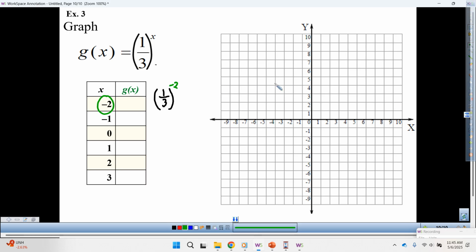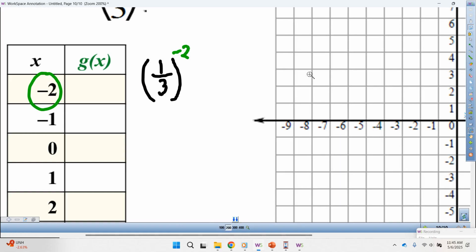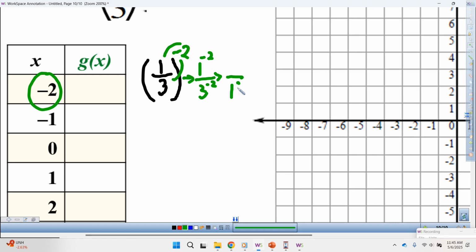So, do we know how to use this? Yes, let me zoom in for those of you that don't see it. What do we do with that? Distribute. We end up with 1 to the negative 2 over 3 to the negative 2. Can we have negative exponents? No, so we send this one to the denominator, this one to the numerator. This is 9 over 1, which is 9. Do it again.